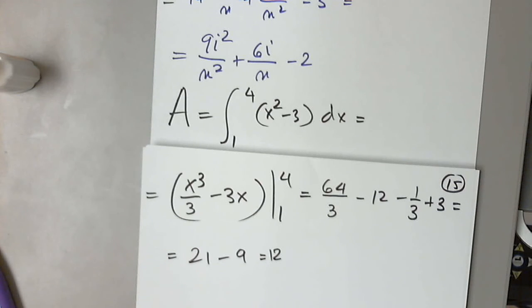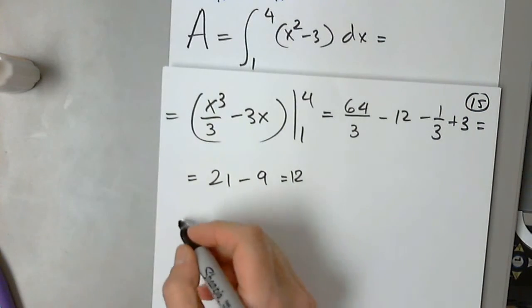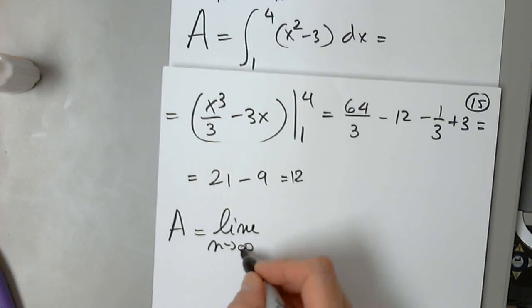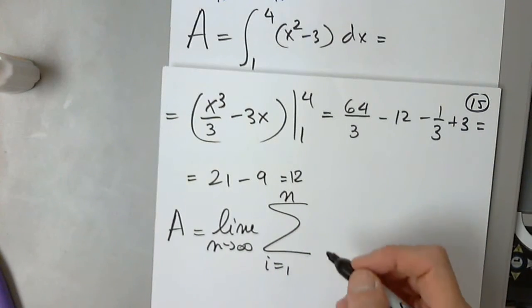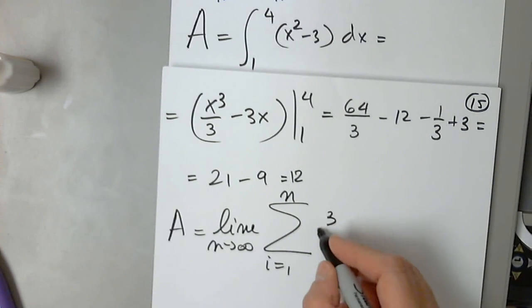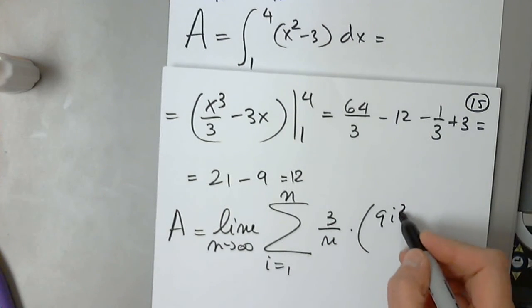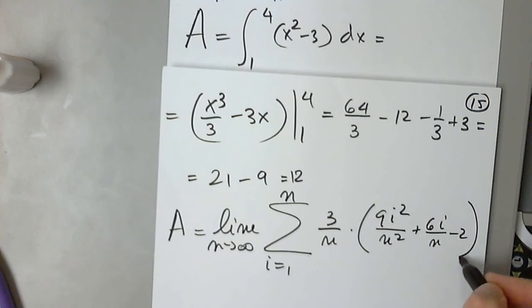So now, after I calculate and I know what to expect, I will go to the limit of the Riemann sum. And I have to get the same answer. So let's see. Limit as n approaches infinity of the sum from i equals 1 through n of delta x, which is 3 over n, times this function, 9i squared over n squared plus 6i over n minus 2.